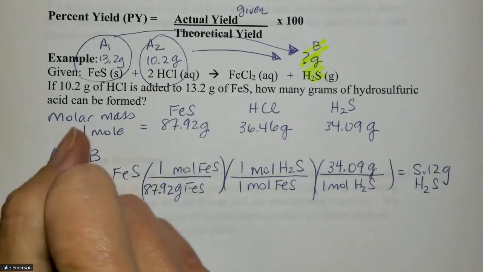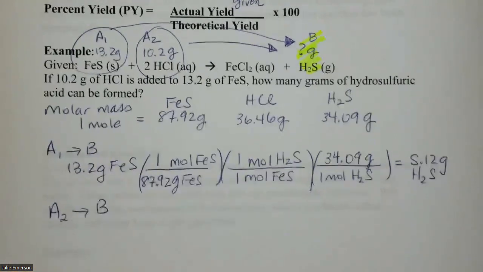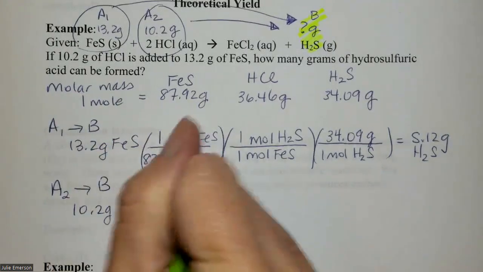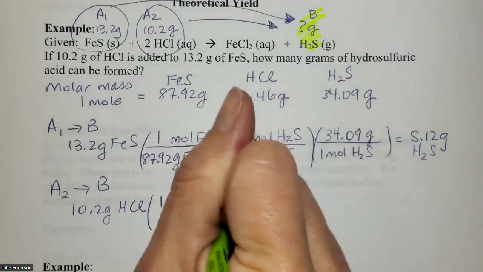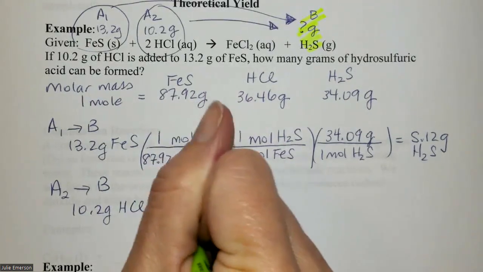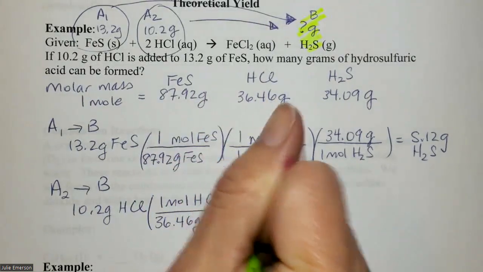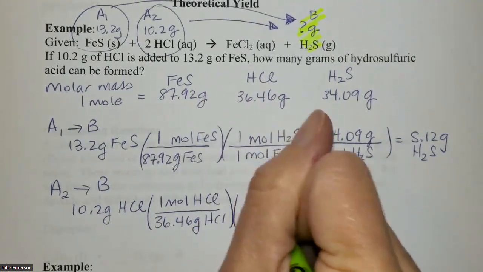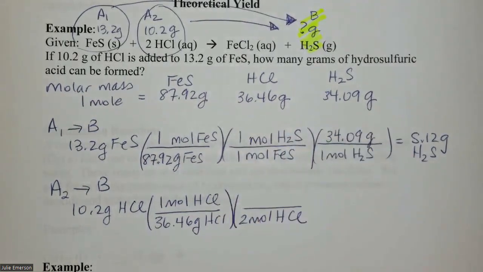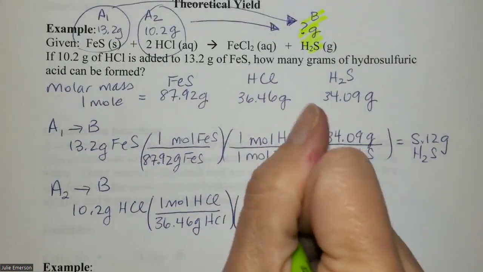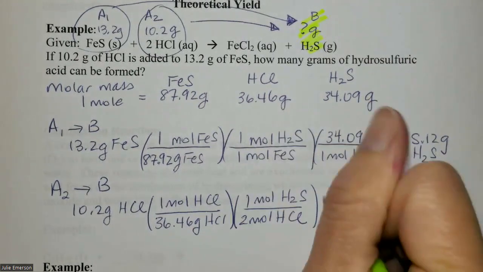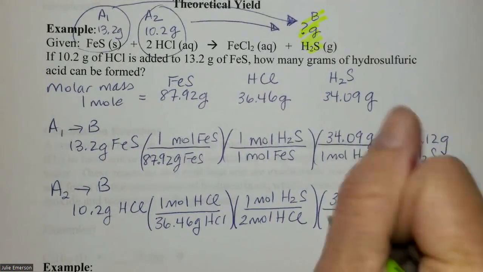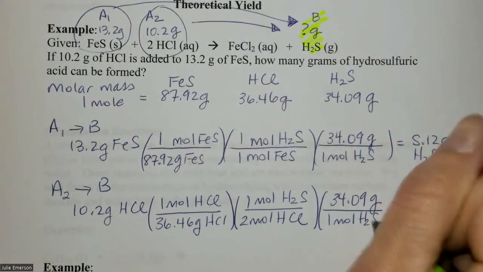So now I have to take my A2 and convert that to B. So I start with my 10.2 grams of HCl. 1 mole of HCl is 36.46 grams based on the periodic table. From the balanced equation, for every 2 moles of HCl, I make 1 mole of H2S. And then 34.09 grams of H2S for every 1 mole of H2S.